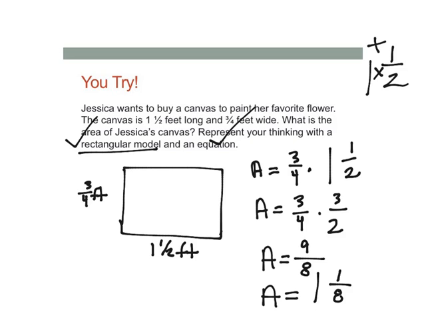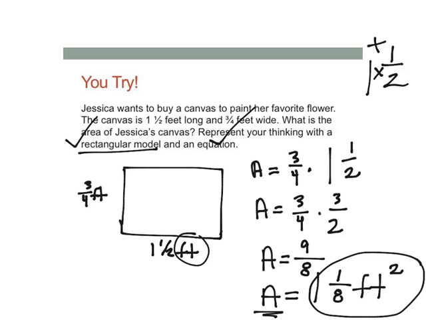Now, I'm not done yet. I need to make sure I do the appropriate label. My label is feet, and since I'm doing area, it's going to be feet squared. So the total area of the canvas is 1 1/8 feet squared.